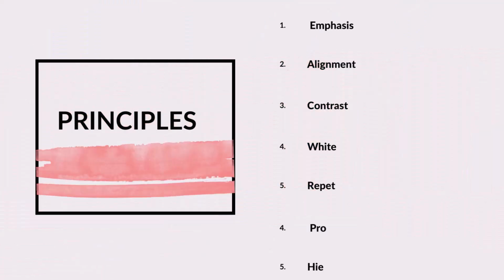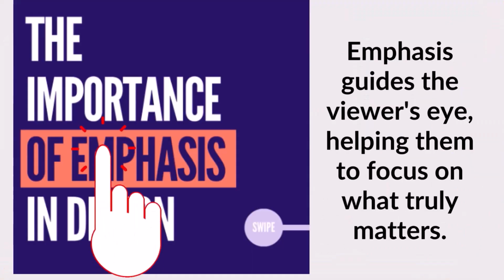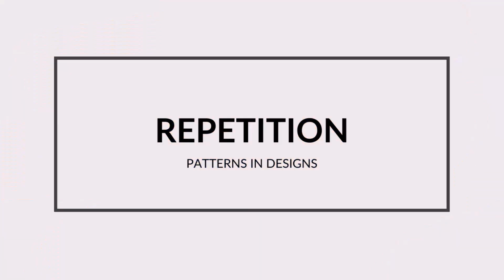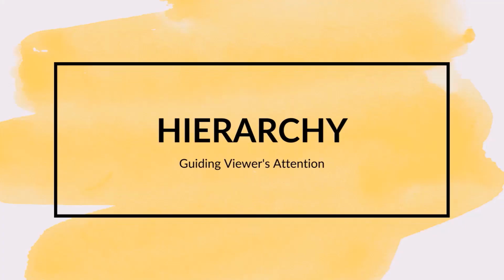And we have all these 7 principles being discussed. We've discussed emphasis. We've talked about alignment and positioning. We've talked about contrast. We've talked about white space, and we've talked about repetition. We've talked about proportion, and we've talked about hierarchy. So these are the 7 principles of design, and these are things you need to make a great design. When you couple this with your elements of design, you're going to get a great design.